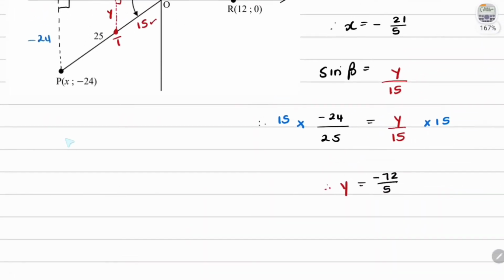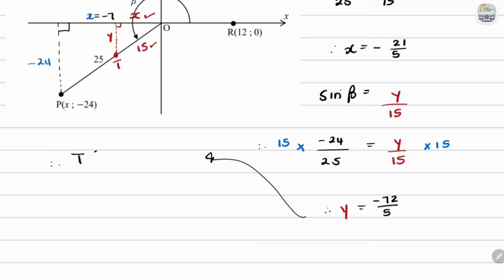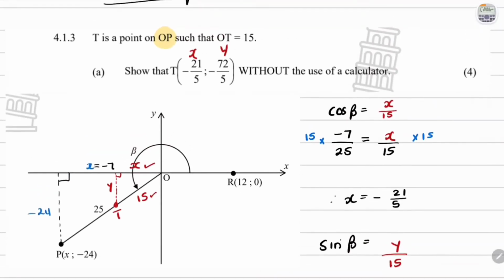So that therefore tells us that point T is really negative 21 over 5, and the y value is negative 72 over 5. And that's how we prove that.